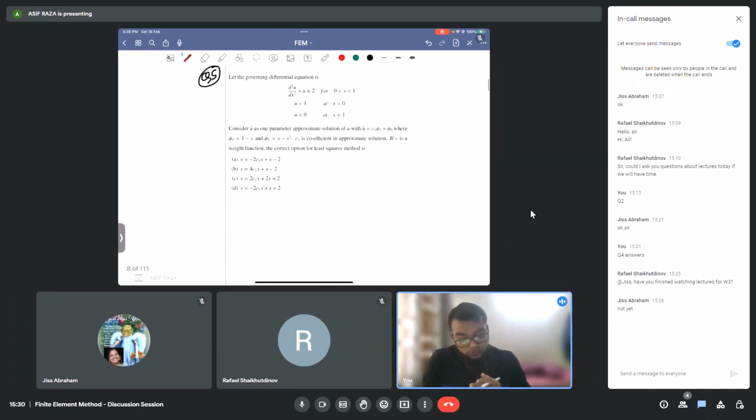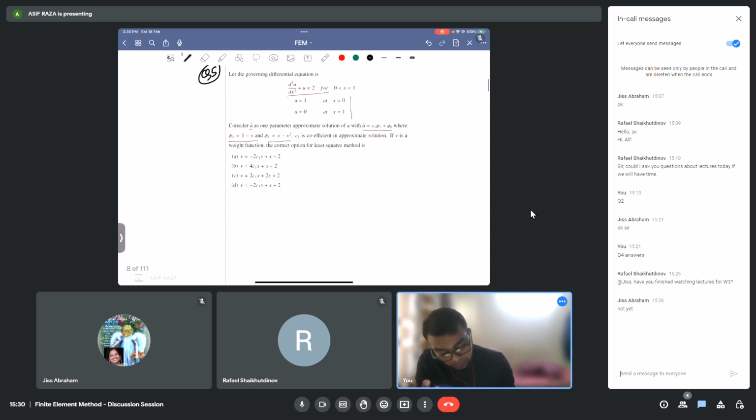So next question is, let the governing differential equation be this, with boundary condition u equal to 1 at x equal to 0 and u equal to 0 at x equal to 1. Consider u hat as a one parameter approximate solution of u, where phi naught is 1 minus x and phi 1 is x minus x square. C1 is the coefficient in the approximate solution. So if V is a weight function, the correct option for least squares method is. So I'll just solve this so that no problem will be there.